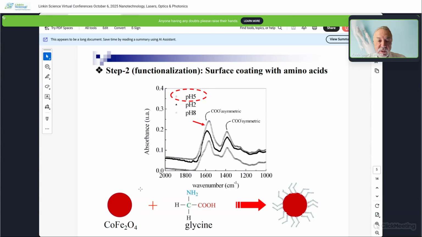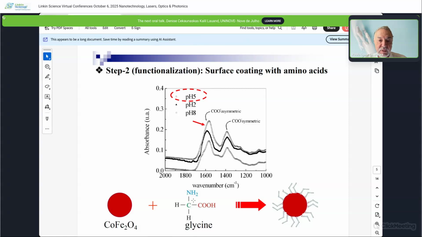And then we provide the surface functionalization with different molecules in this study. The shortest one was glycine, so we just surface coated with glycine. You can see glycine is an amino acid. We use different amino acids, and glycine has only 2 carbons in the chain.